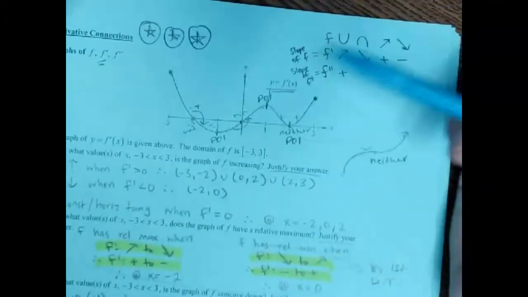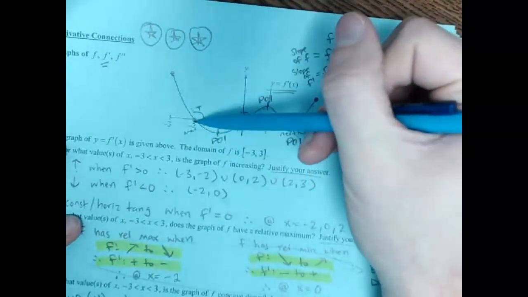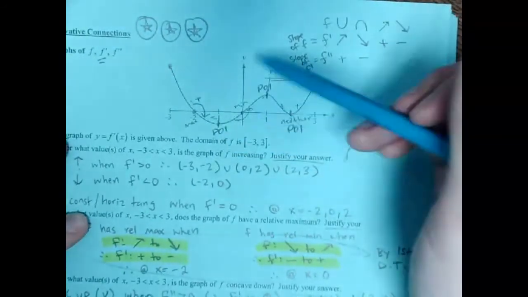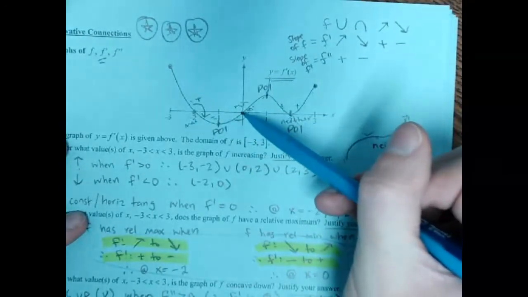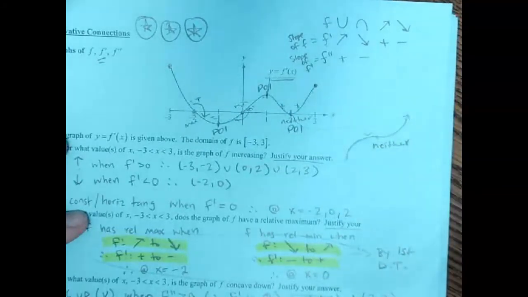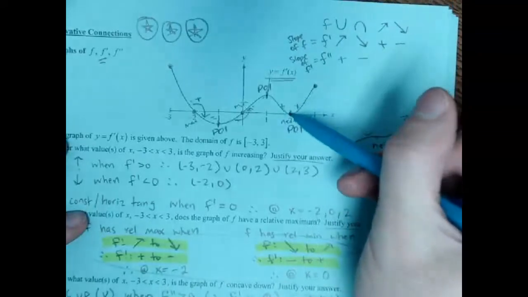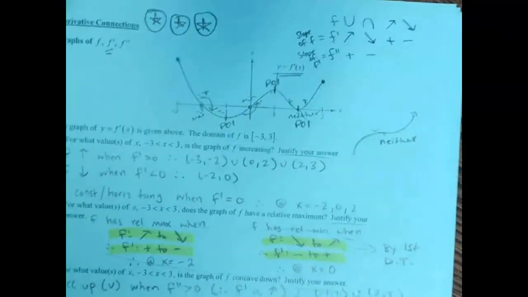If it's an x-intercept, but it crosses from above to below, that is a maximum. If it's an x-intercept where it crosses from below to above, that would be a minimum. If it's an x-intercept, but it's positive on both sides, or it could be negative on both sides, so if it's an x-intercept where it doesn't cross, then it would be neither a max nor a minimum.